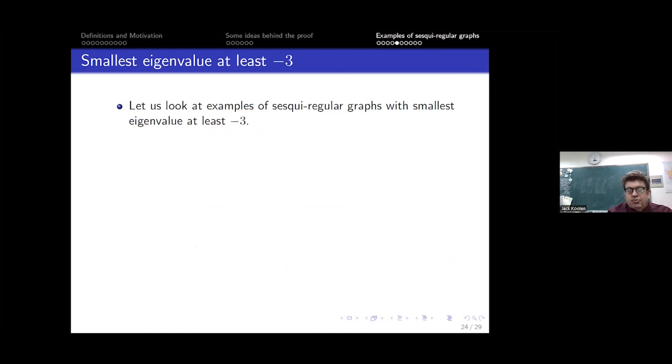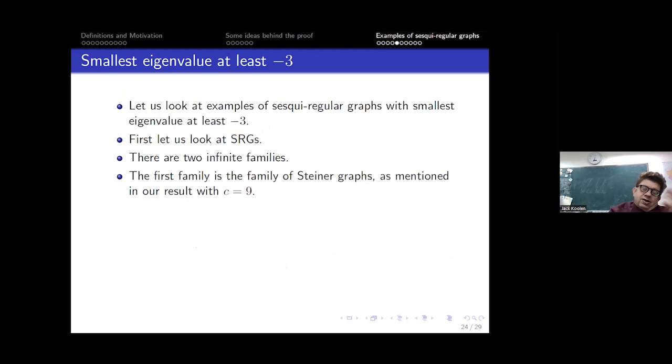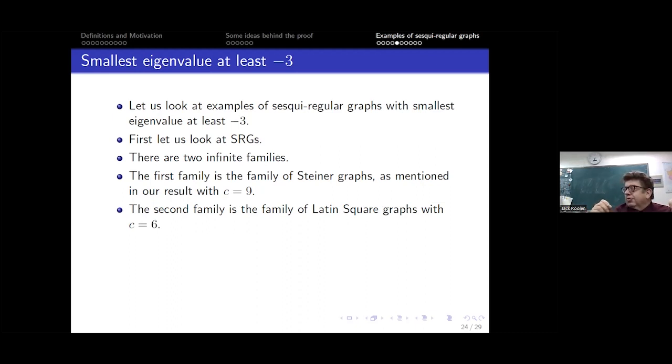Now let's look at examples of sesqui-regular graphs with smallest eigenvalue at least minus 3. We have strongly regular graphs. There are 2 families. The Steiner graphs come from Steiner triple systems, the block graphs of Steiner triple systems. I will not go into details. The second family you can make from a Latin square. If you take a Latin square of order n, you take the n squared coordinates, and two of those pairs of coordinates are adjacent when they lie in the same row, in the same column, or the entry of the Latin square is the same for those 2 coordinates. That gives you a strongly regular graph with c is 6.